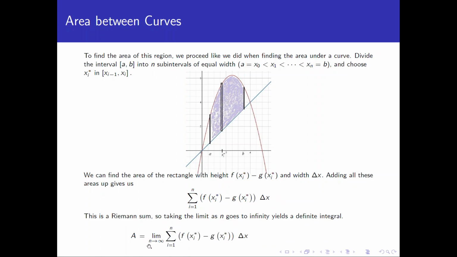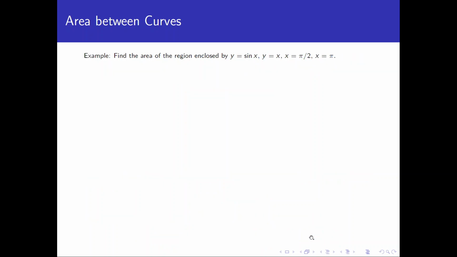So our area then is defined as the limit of this Riemann sum, which again, like I said, is going to be equal to that definite integral. So now we can calculate the area between the two curves using the fact that we've got a definite integral here, and we can use the fundamental theorem of calculus, assuming that we can, of course, find an antiderivative. So let's see if we can do an example of that.